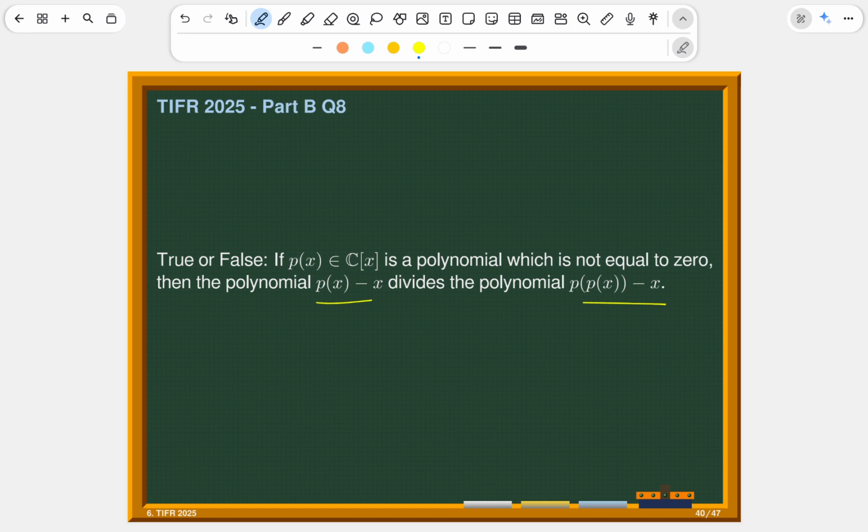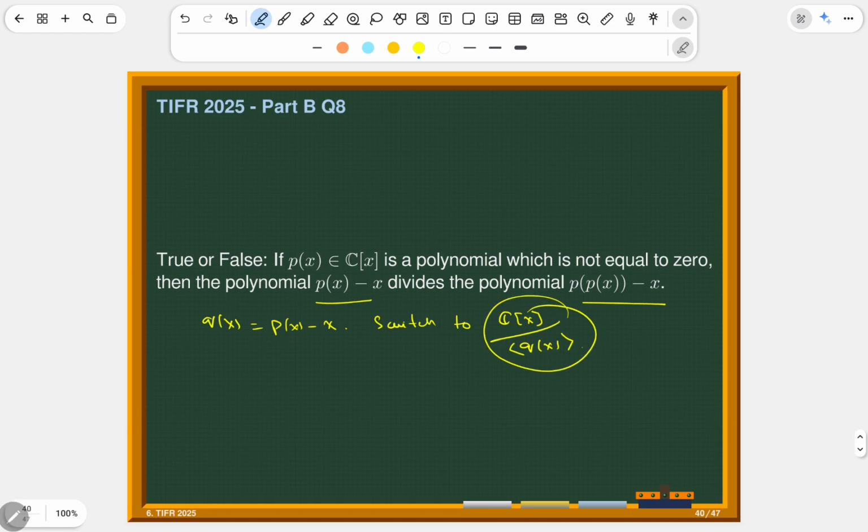And the reason is the following. What you can do is choose Q of x to be P of x minus x, and to check this division, rather than working over the complex field C, we switch to the quotient field C[x] modulo Q(x). Now over C[x] modulo Q(x), it's obvious that P of x minus x has to be 0. So that means P of x is congruent to x modulo Q(x). And this is the same as saying that every element divides itself.